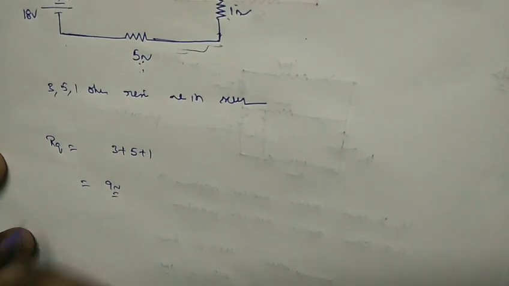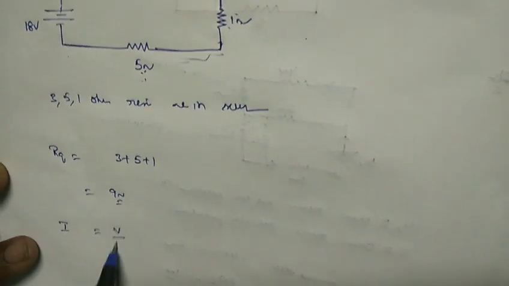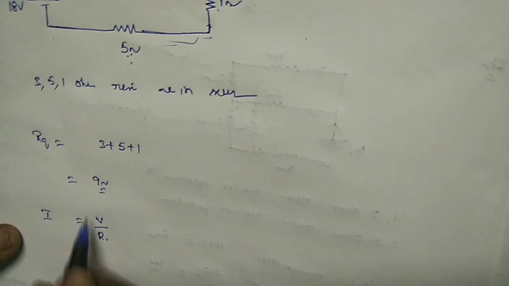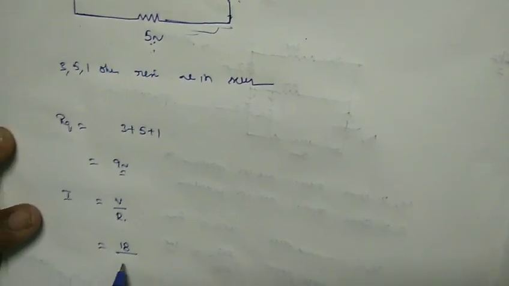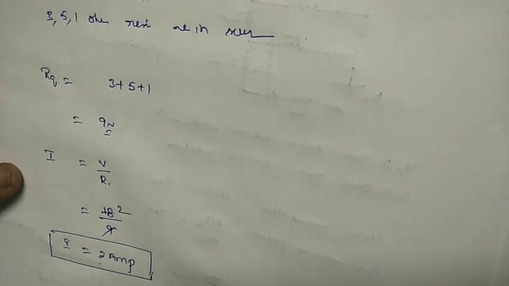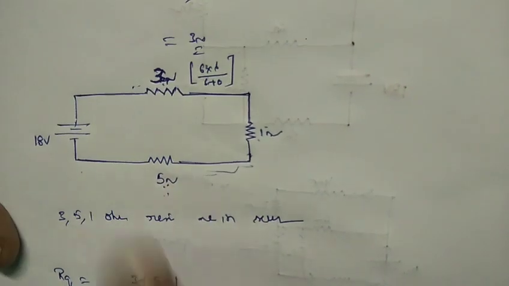Then first of all, I is equal to V by R. So here voltage, how much? The given voltage is 18 volts, R equivalent is 9, so 9 ones 9, 9 twos 18, so 2 amperes. I is equal to how much? 2 amperes. So here I is equal to 2 amperes, the 2 ampere circuit is this one.